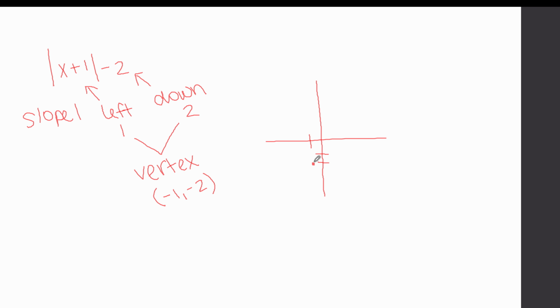Because I have a slope of 1, I'm rising 1, moving 1 to the right. Then I'm again doing it to the other side, so I'm rising 1, moving 1 unit left, and then I can connect my 3 points together. Okay, absolute value functions always have 3 points and 2 arrows at the end.